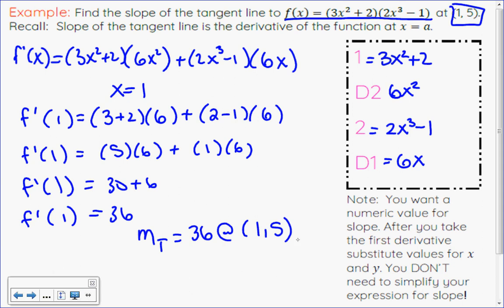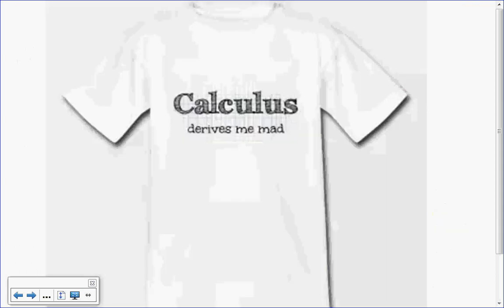So I always want to come back to that tangent line so that you recognize that's what we're doing with derivatives. So remember, product rule, 1 d2 plus 2 d1, because calculus is so much fun. So do you think calculus is fun? Or is calculus driving you mad? Hopefully, it's the fun answer.